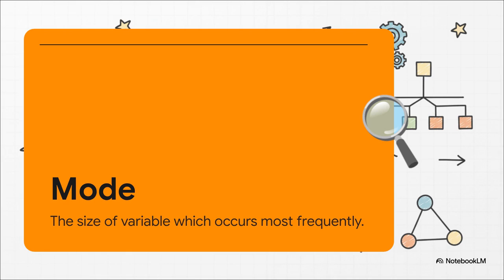And our third tool for finding the center is the mode. Honestly, this one's the easiest of the bunch. It's just the number that shows up the most often. That's it. If you own a shoe store, you're not interested in the average shoe size. You want to know the mode, so you know which size to stock up on.